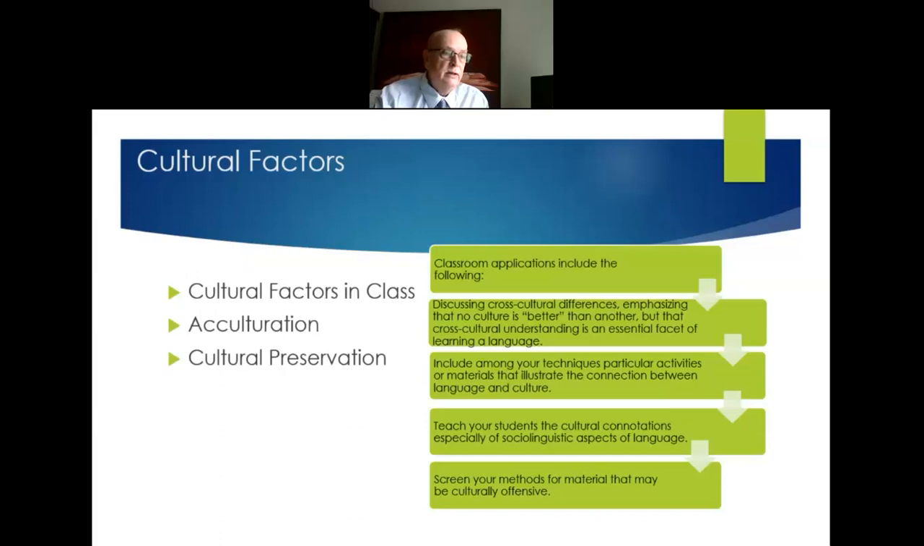Teach your students the cultural connotations, especially of sociolinguistic aspects of language. There are some things that are accepted in some cultures that are not accepted in other cultures. Certain language references and certain behavior references. For instance, in Canada and North America and many Western English-speaking countries, greetings are often made by shaking hands, but in cultures such as the Japanese culture or the Chinese culture, greeting is often done by bowing to the other person, without actually having hand contact.